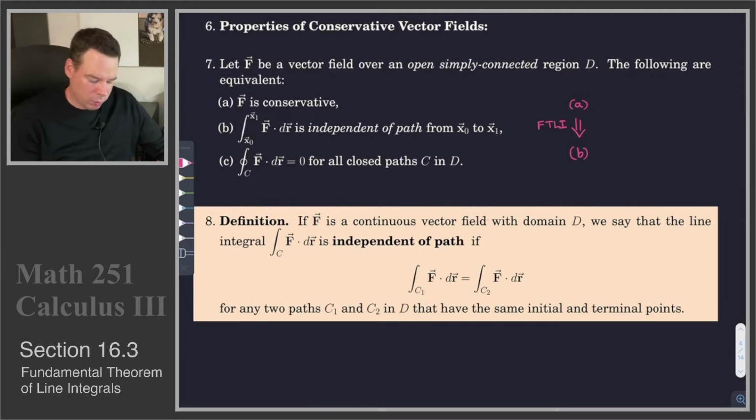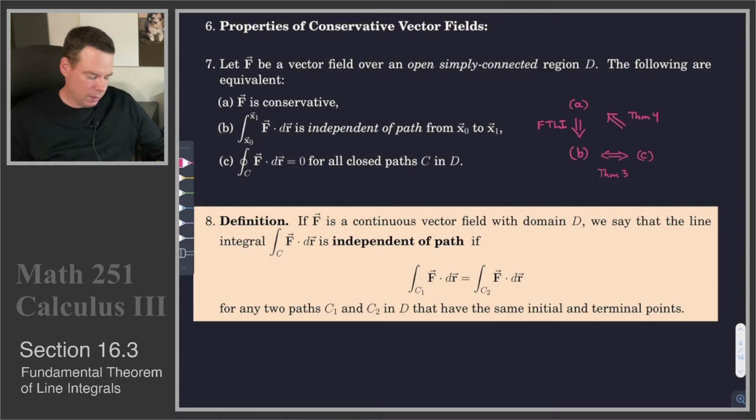So what we will prove is that B is equivalent to C. That's going to be theorem 3 below. And then we will also show that C implies A. That's going to be theorem 4 below. And with that chain of implications, we get that all three of these are equivalent. If any one of them is true, all of them are true.